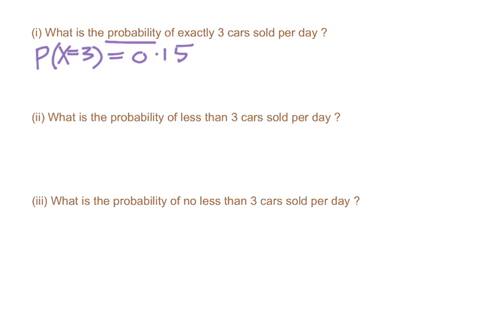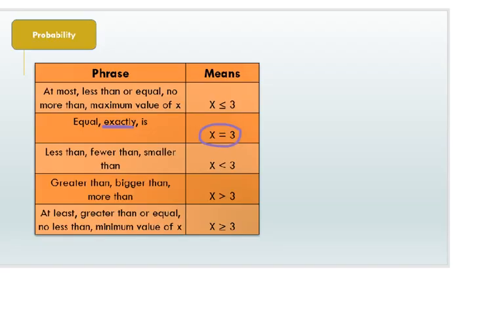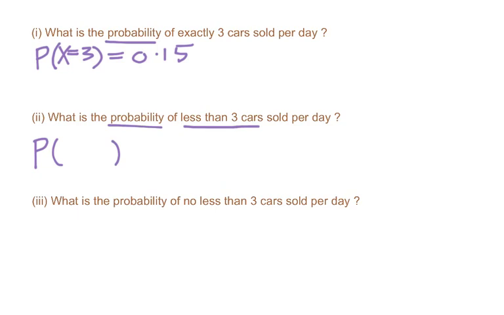Alright, okay. Let us go with the second one, which is what is the probability of less than 3 cars sold per day? So again, we want to calculate the probability, so what we have here is P, the probability of less than 3 cars sold per day. What is the symbol for less than? We refer to our table. Less than means that you have x less than 3. So you can write down your probability, x less than 3.